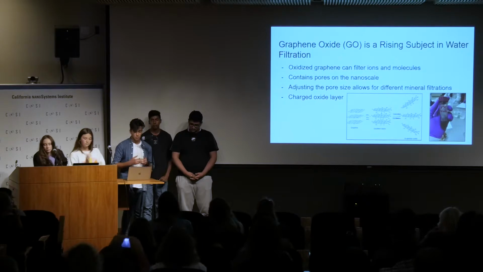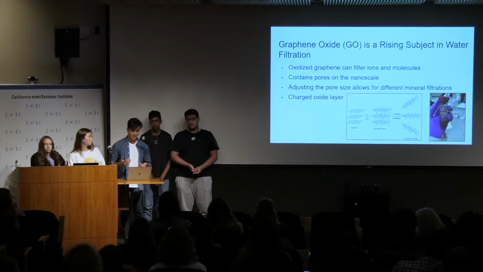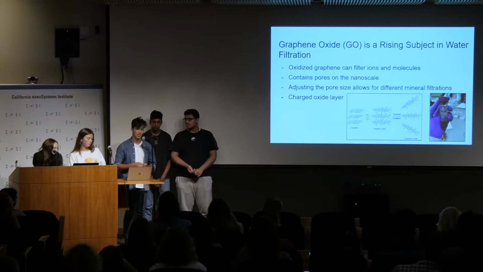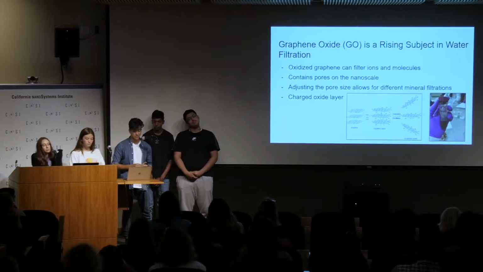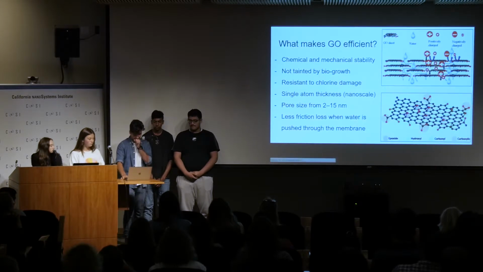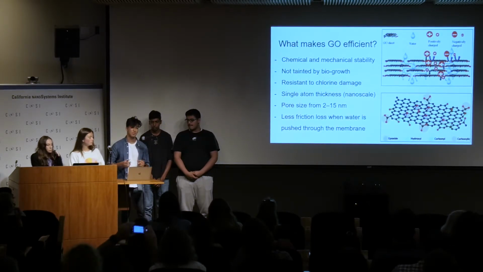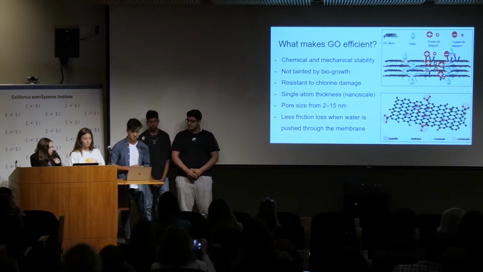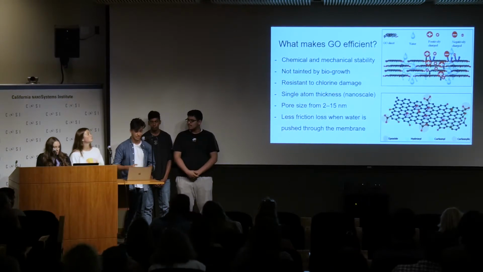So we will be using graphene oxide to construct our filters. So why did we choose it? Graphene oxide has a lot of unique properties. It has a charged oxide layer, which allows it to perform electrostatic interactions and can be used in desalination. And it contains pores on the nanoscale as well. So it has pores that range from 2 to 15 nanometers, which is extremely, extremely tiny. And this proves to be really good for filtration. And it's also really chemically and mechanically stable, so it'll have a longer lifespan as well.